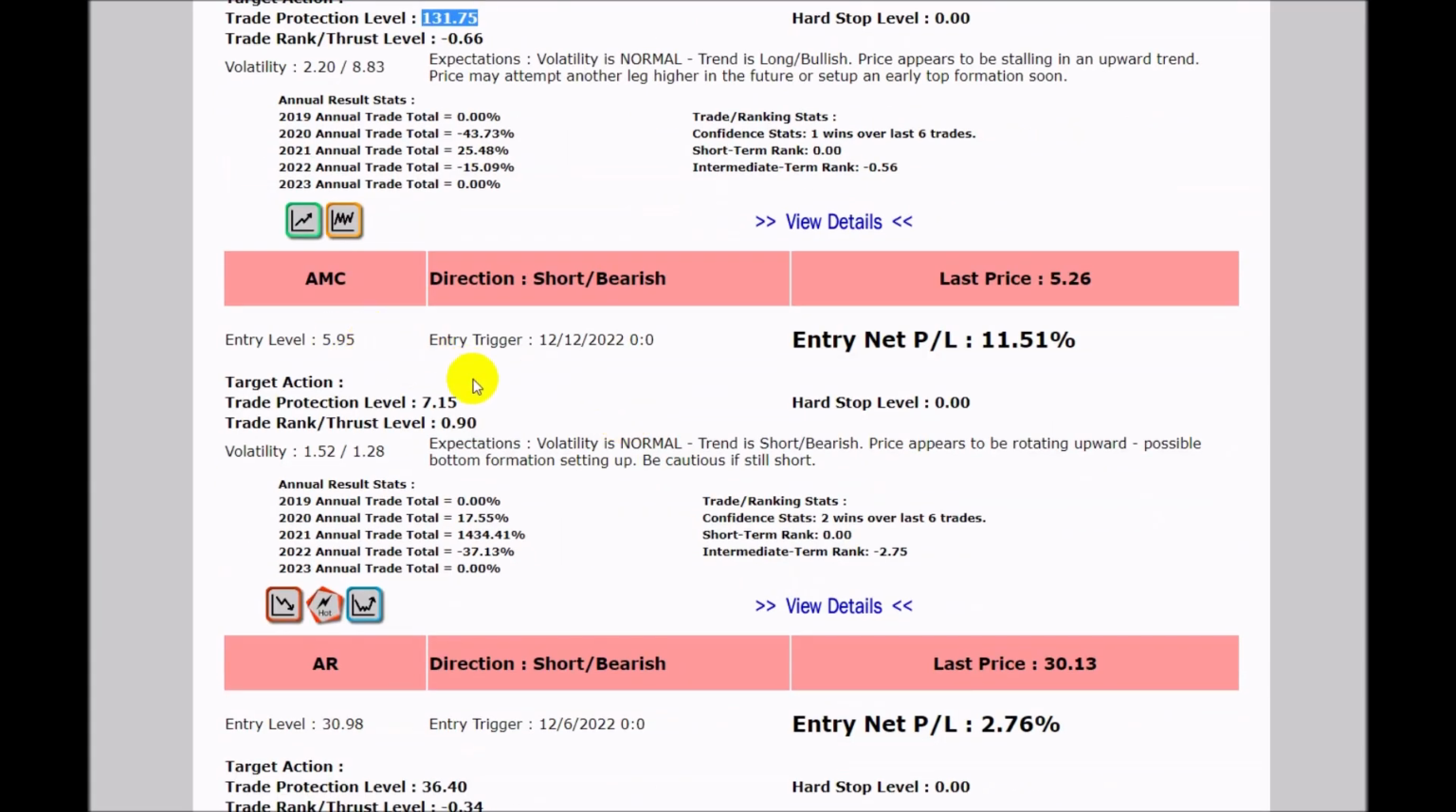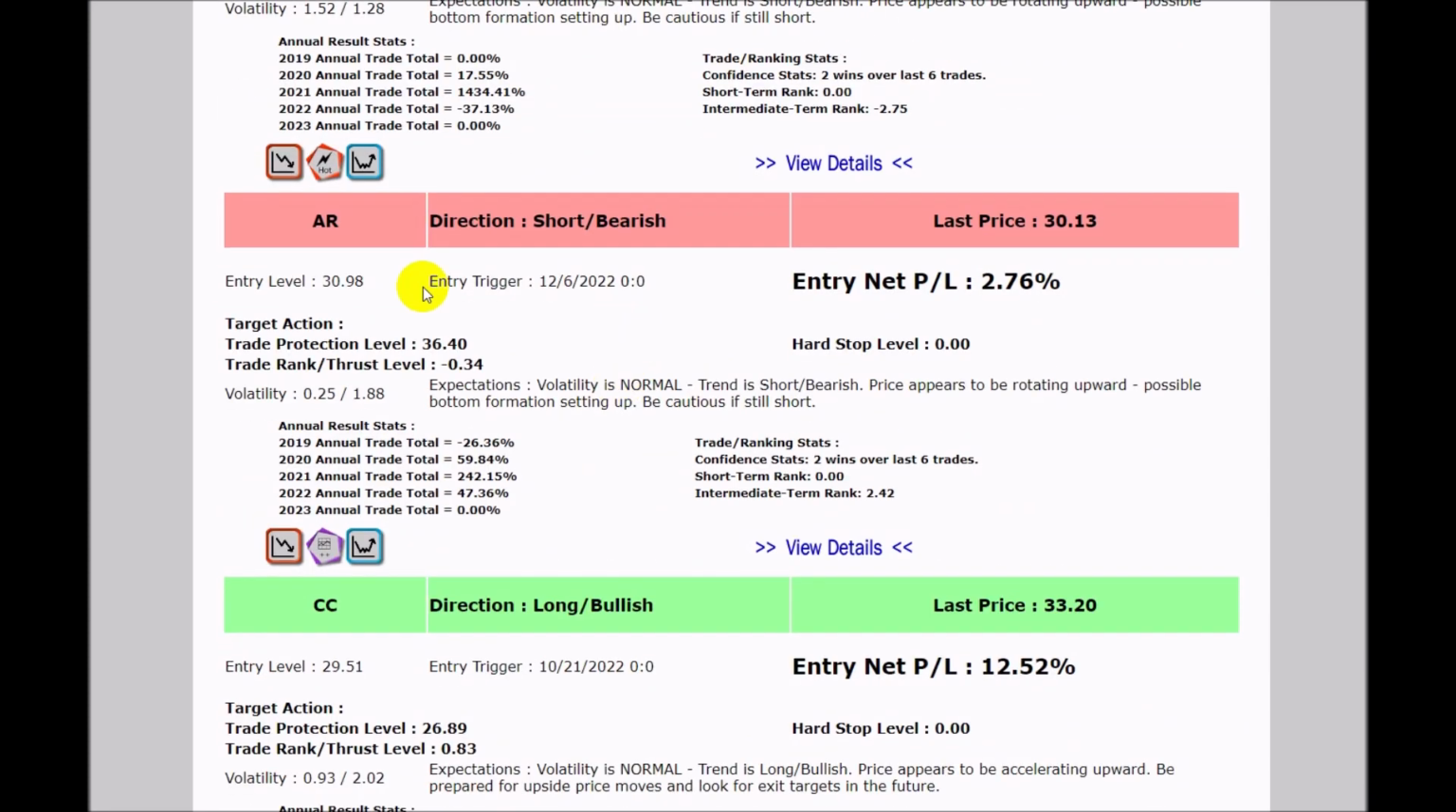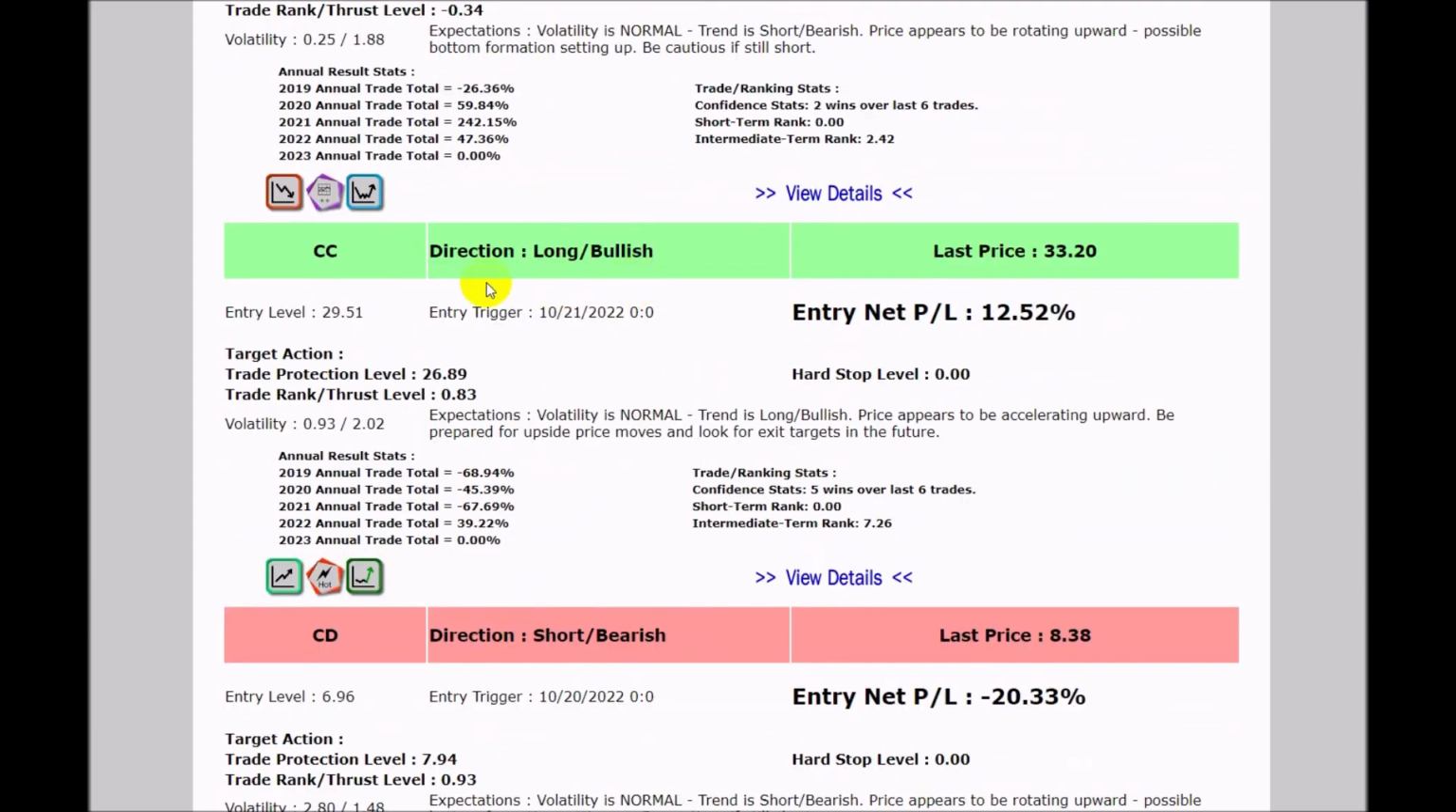AMC is a short. We got in at 595. We're at 526. As long as it stays below 715, that trade is still valid. AR, we got in at 3098. As long as it stays below 3640, we're still technically valid for this rotational trigger. CC, we got in at 2951. As long as it stays above 2698, we're still technically valid for that trigger.